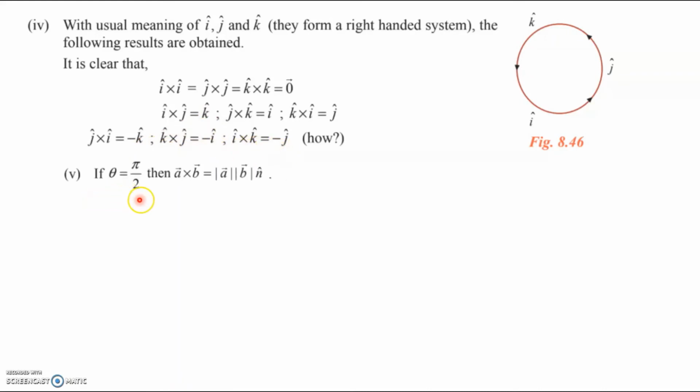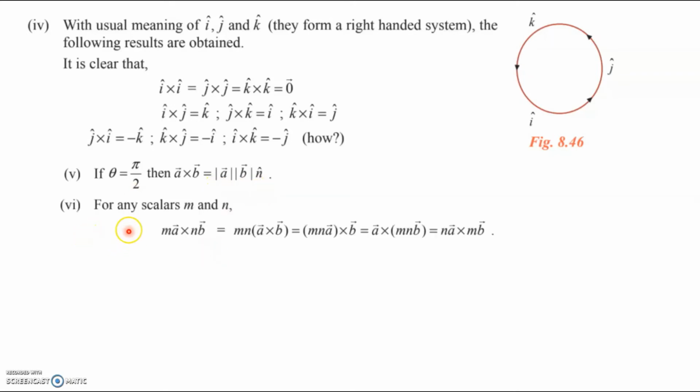If our theta is equal to pi by 2, then our A cross product with B will be equal to magnitude of A into magnitude of B into n cap. Why? Because our sine theta would be sine pi by 2, and sine pi by 2 is 1. Therefore, you get this result.